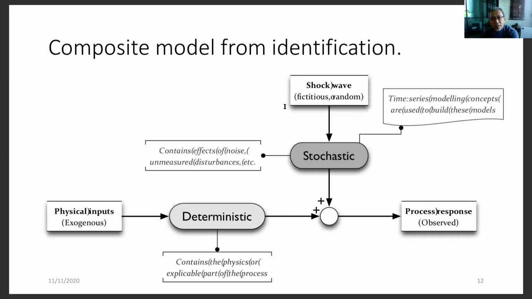And lastly, this is the composite from the model identification, where you have the deterministic process here. Okay, you inject the physical inputs, PRBS, and then don't forget that in the stochastic part, you have noise or uncertainties that come inside and join together, combined with the deterministic part to construct the output, which consists of deterministic and stochastic parts.